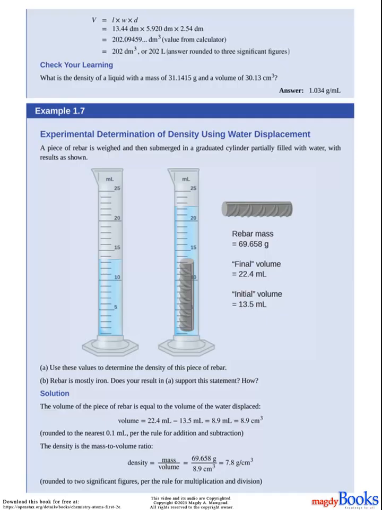Check your learning. What is the density of a liquid with a mass of 31.1415 gram and a volume of 30.13 centimeter cubed? Answer.